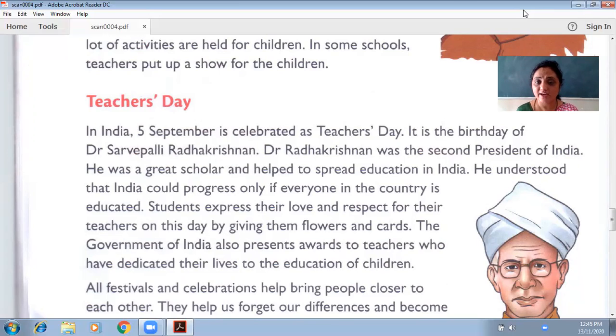Students express their love and respect for their teachers on this day by giving them flowers and cards. You have also done the same thing, no? Every year on September 5th, the Teacher's Day, the students give cards and flowers to their teachers. The government of India also presents awards to the teachers who have dedicated their lives to the education of children. That is also a very important day for the teachers. They are going to get the awards.